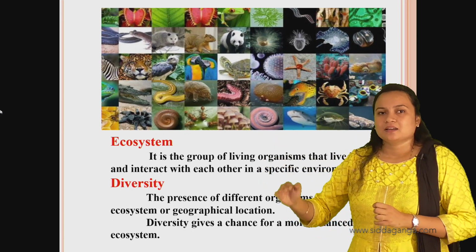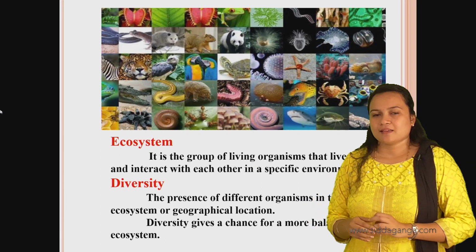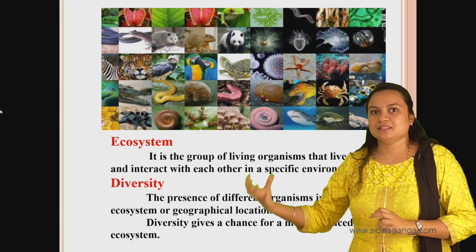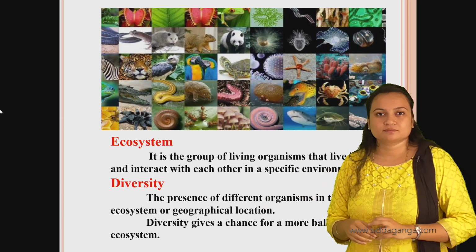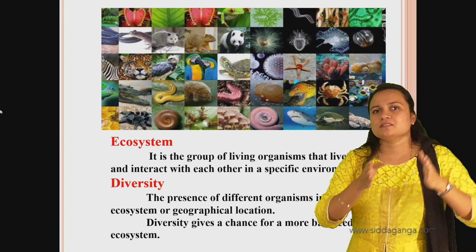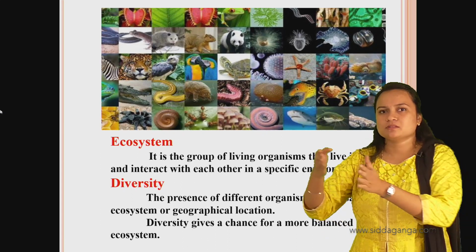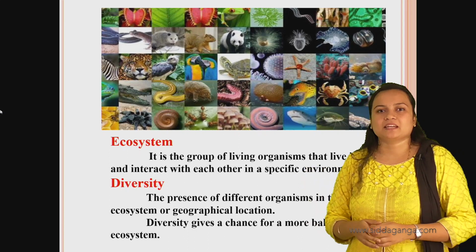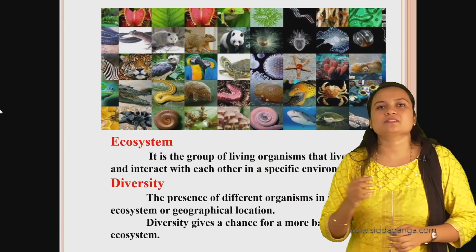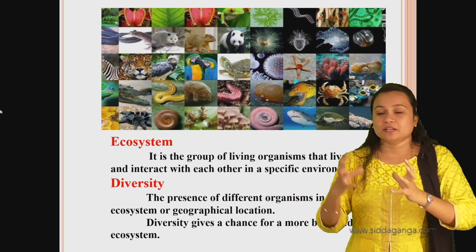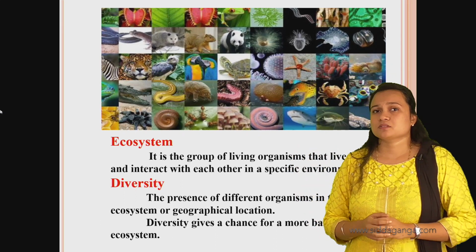For that sake the snakes will be present in that area, and these snakes will feed on frogs, right? Are you getting this? The grass, grasshoppers, the frog and the snake. So all these different types of organisms will balance the ecosystem.